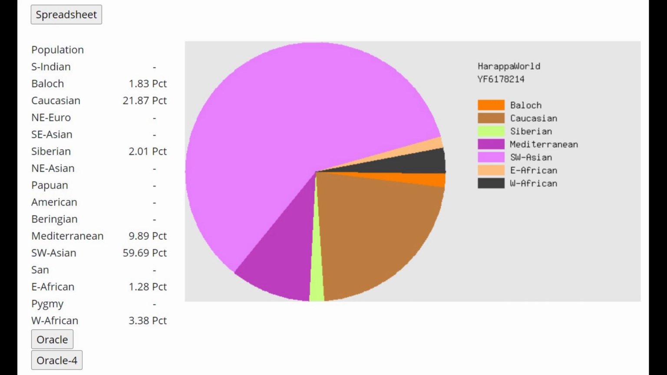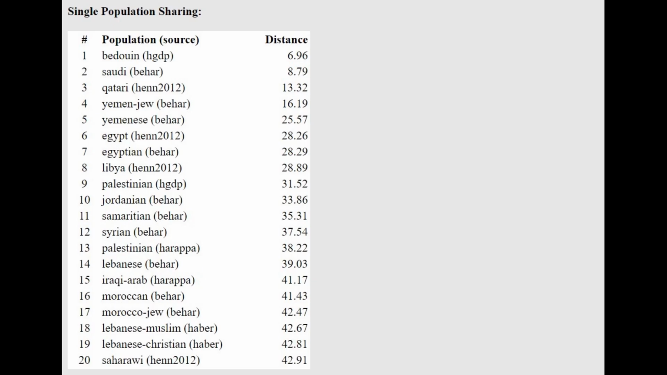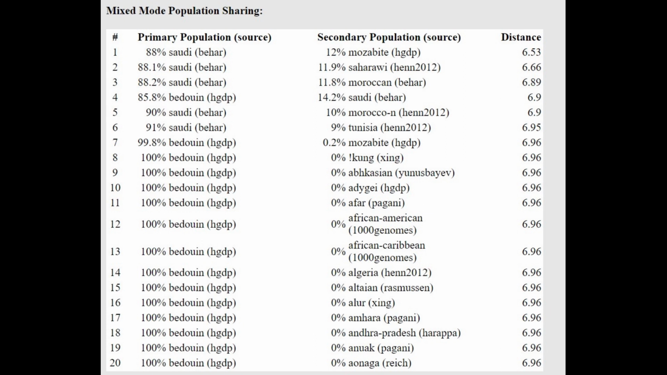With Harappa World, you see 3.5% West African admixture here, but it's looking like a very Arab result once again. Heaviest component is the Southwest Asian. There is 1% East African, with the Oracle once again closest to Bedouins, followed by Saudis. And Bedouins are kind of the genetic extremes, right? They're the most southern of the peninsular Arabs. And with the Oracle, he's getting more or less a mixture of Saudi plus North African.